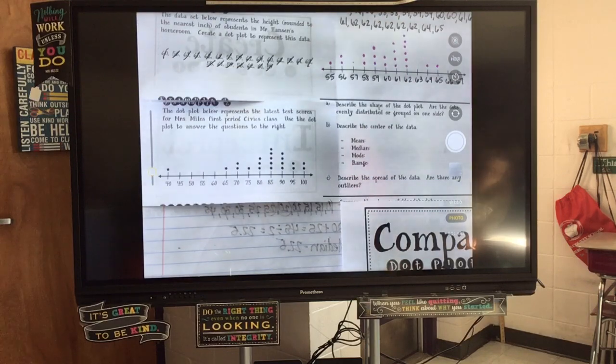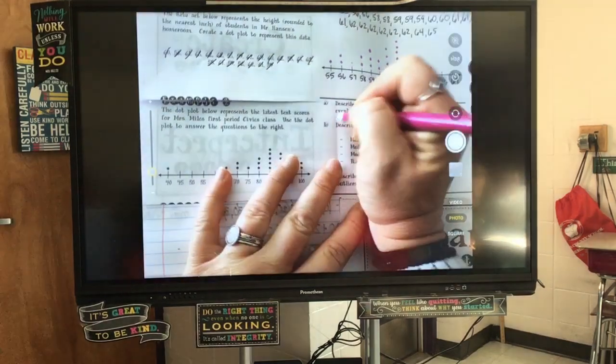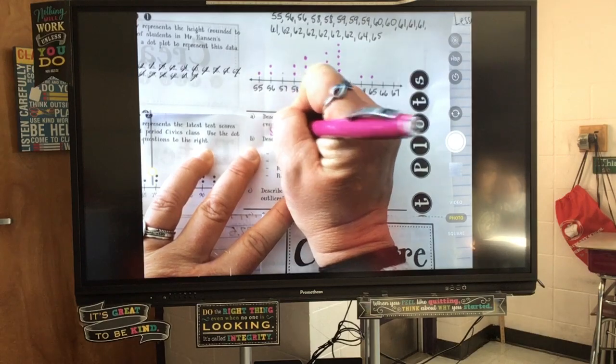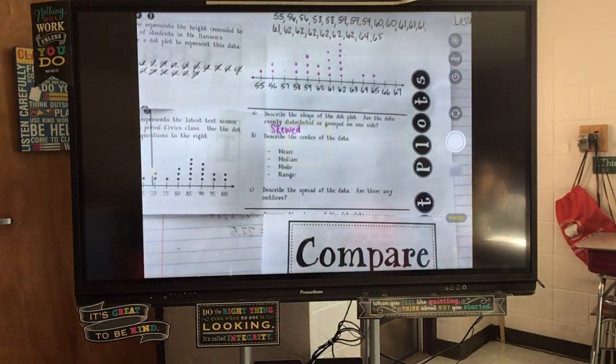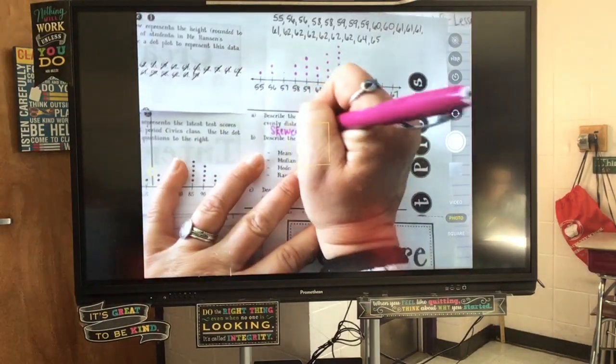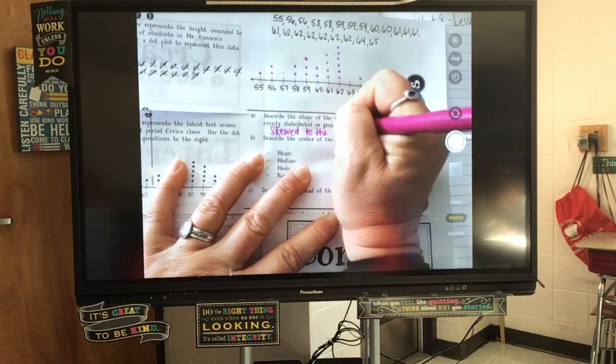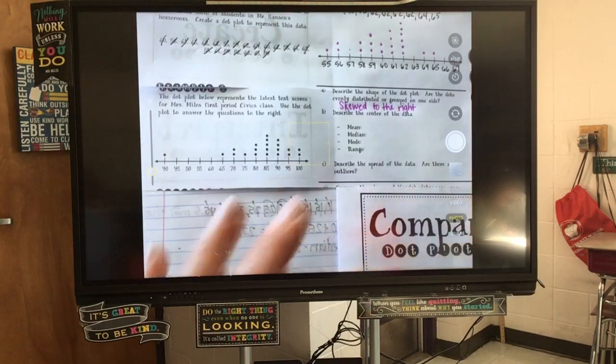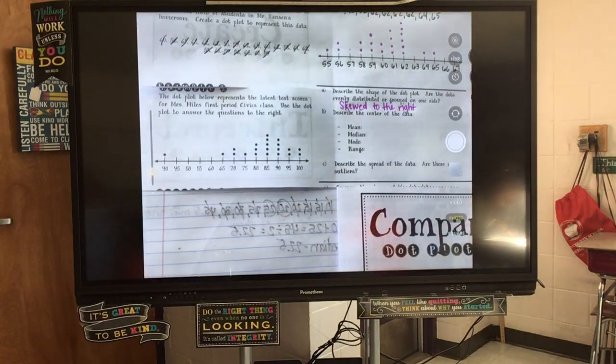It's grouped to the right. We call that skewed to the right. Skewed means it's more to one side or the other. So for A, you're going to write S-K-E-W-E-D. So that's skewed to the right, because the majority of the data is where on our dot plot? Gabby? To the right side.